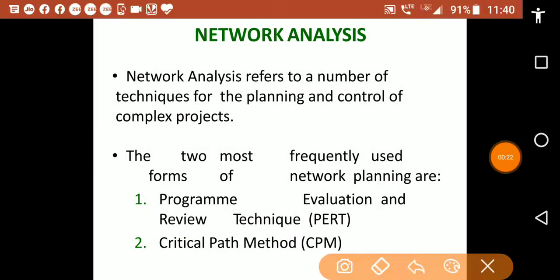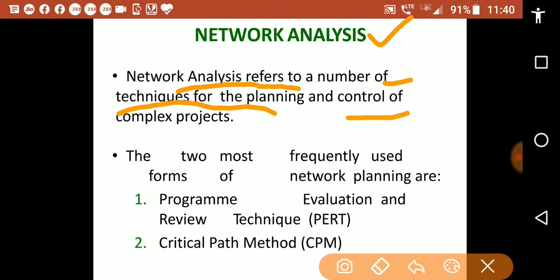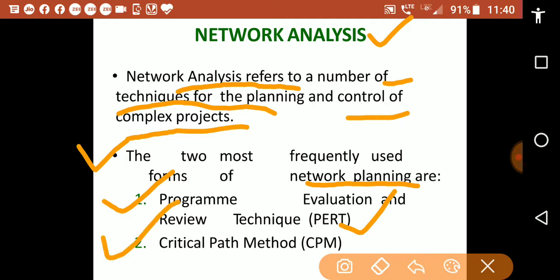First we see network analysis. Network analysis refers to a number of techniques for the planning and control of complex projects. The two most frequently used forms of network planning are: first, Program Evaluation and Review Technique, PERT, and second, Critical Path Method, CPM.